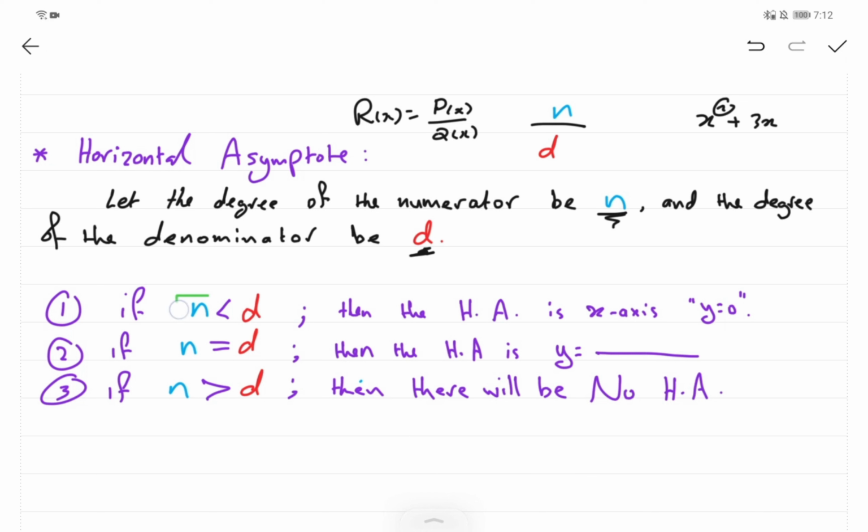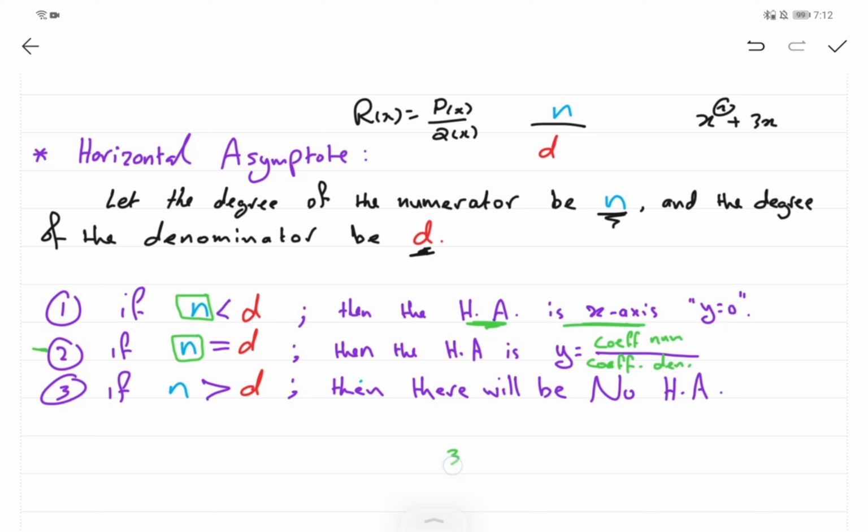Now if n is less than d, if the degree of the numerator is less than the degree of the denominator, the horizontal asymptote will be the x-axis, which is y equals 0. The second rule: if the degree of the numerator equals the degree of the denominator, the horizontal asymptote will be the coefficient of the numerator over the coefficient of the denominator.